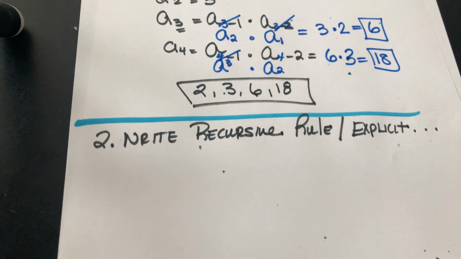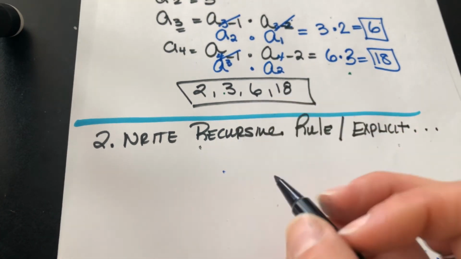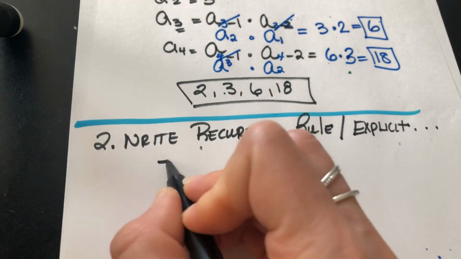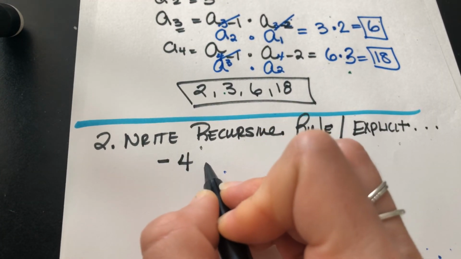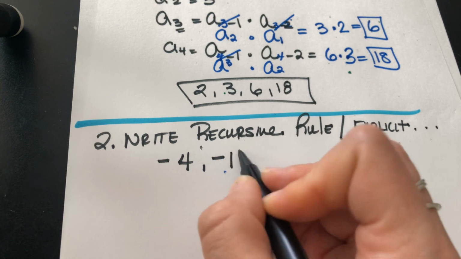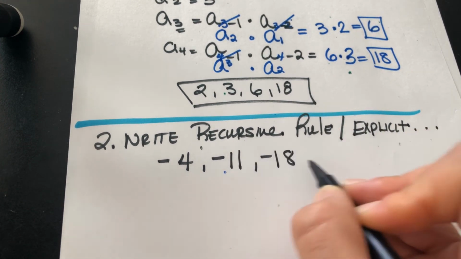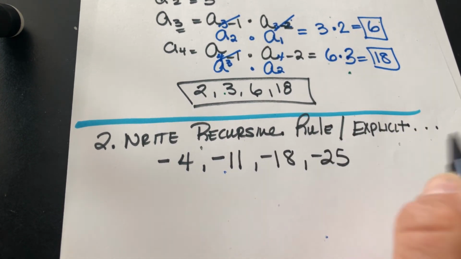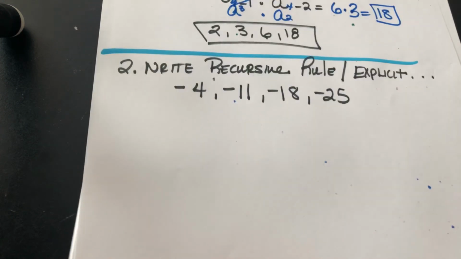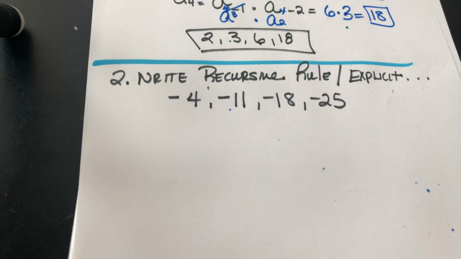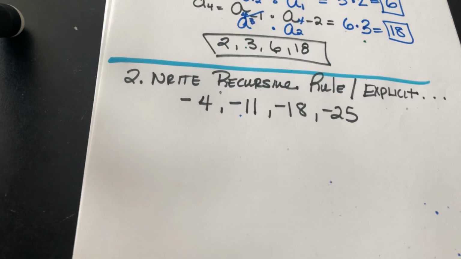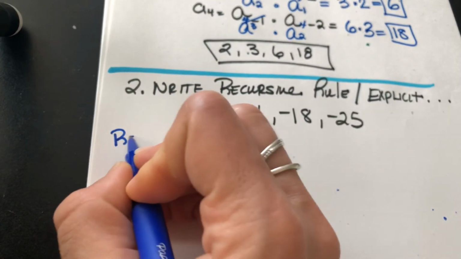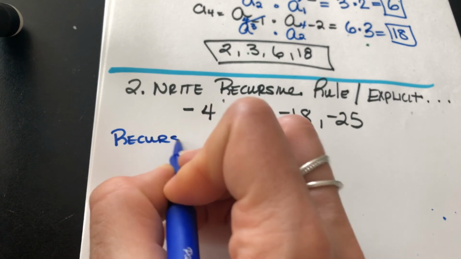Okay, so here's your first problem. So we got -4, -11, -18, -25. So I want you guys to understand the difference between the recursive rule and the explicit rule and how they're written. All right, so let's first do our recursive, because that's what we're just learning.